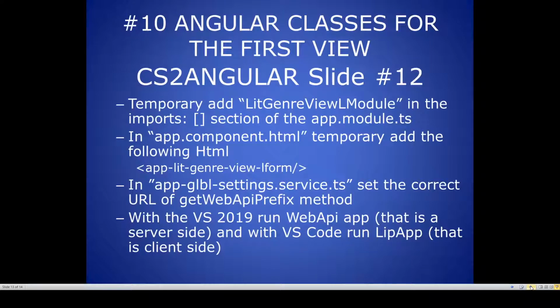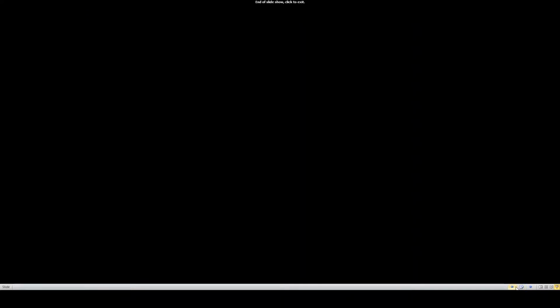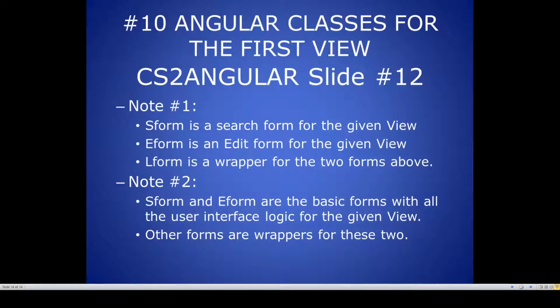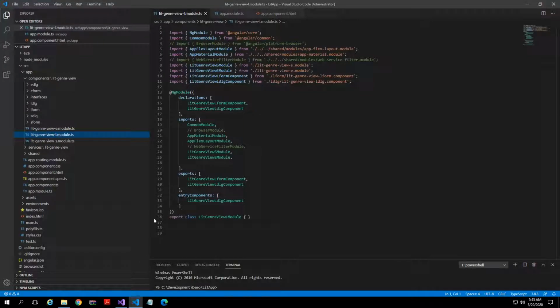Slide number 13. Note number 1. S form is a search form for the given view. E form is an edit form for the given view. L form is a wrapper for the two forms above. Note number 2. S form and E form are the basic forms with all the user interface logic for the given view. Other forms are wrappers for these two.